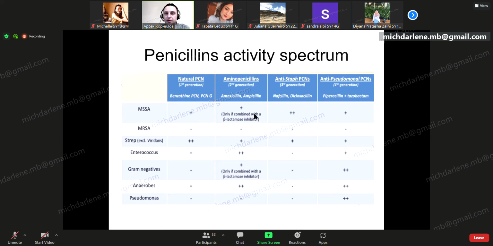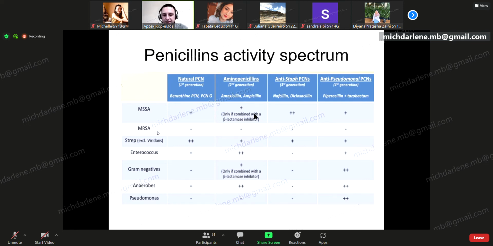Next thing we need to know about the spectrum of penicillins' action. As we decided, the spectrum depends on generations. Generations first and second are gram-positive. Generations 3 and higher are broad spectrum. But none of them, please pay attention, none of them have an action on so-called MRSA. MRSA in abbreviation is translated as methicillin-resistant Staphylococcus aureus.